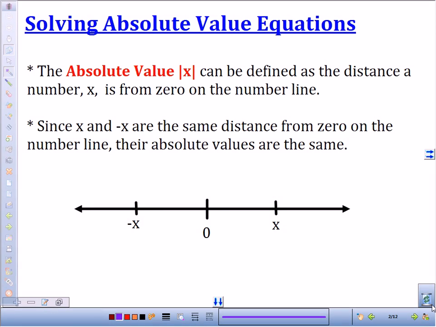Now, an absolute value can be defined as the distance a number is from 0 on the number line. Since x and negative x are the same distance from 0 on the number line, their absolute values are the same. In other words, if I look at the distance between x and negative x on this number line, they take up the same amount of distance. The distance on the right is equal to the distance on the left. So the absolute values of x and negative x are equal.